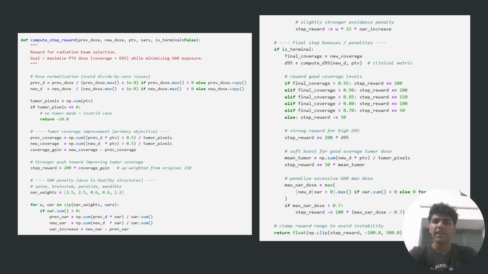At the end of the flight, or in our case, after selecting all 5 beams, we look at the final outcome. Was the mission successful overall? If yes, we give a big terminal reward, and if not, we apply penalties. So the agent isn't just guessing beam angles, it's learning how to make safe, effective navigation decisions step by step towards a clinically optimal treatment plan.